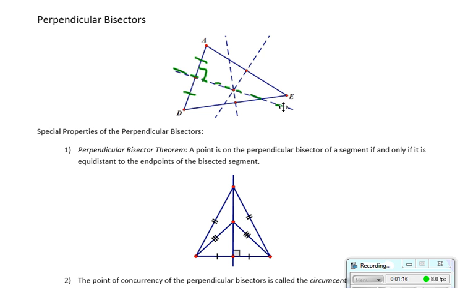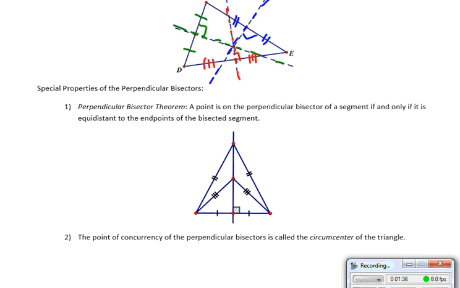The same would hold true of the other two perpendicular bisectors. This one would be perpendicular to AE and bisect it. And then our third one would be perpendicular to the side DE and bisect that side.